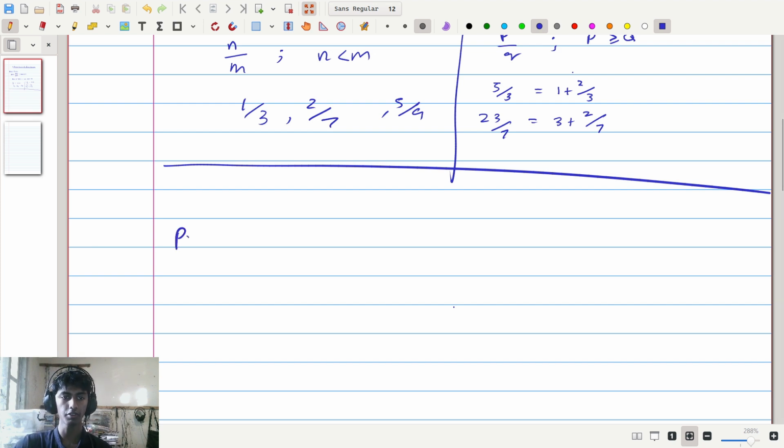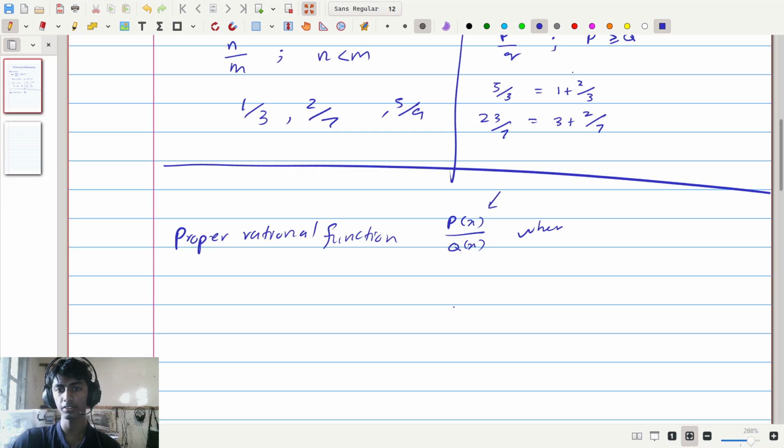A proper rational function is P(x) divided by Q(x), where P(x) is of order n and Q(x) is of order m. The order of the numerator is less than the order of the denominator, so n is less than m.